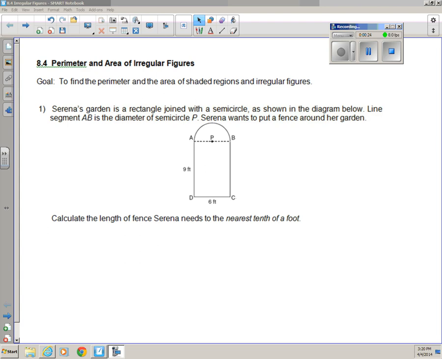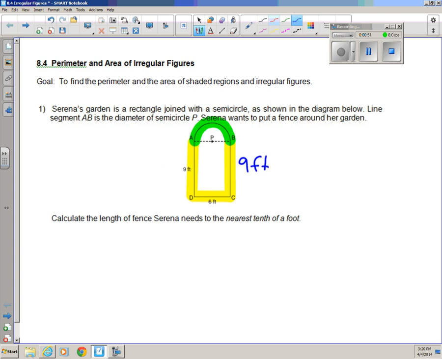Well, understanding that we're trying to find the fence to go around her garden, she really needs to calculate the perimeter of this garden. So essentially, she's going to have to calculate the straightaway, the straightaway, the straightaway, and then this curved portion. We don't need to go through the garden for the fence. It's just around the garden. Hopefully you realize that the straightaway of 9 feet on the left side means there's also 9 feet on the right side. The fact that line segment DC is 6 feet, so is the diameter of AB.